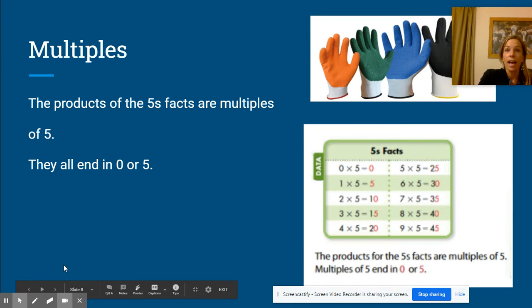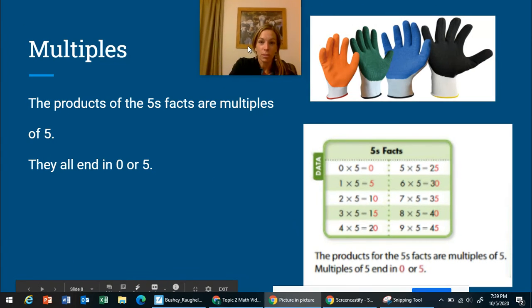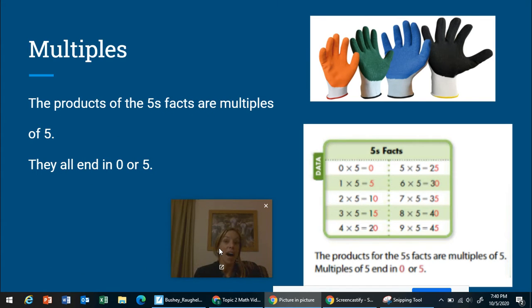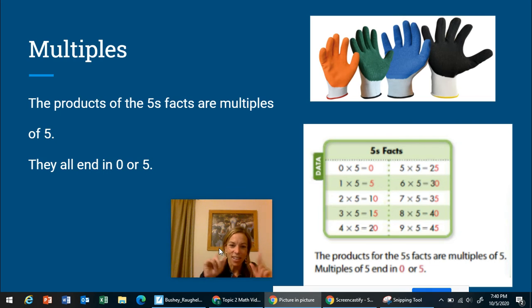Okay, so now that we have really focused on our multiples of 2, we're going to go ahead and focus on our multiples of 5. So let's go ahead and look at all those gloves up in the corner. And I know this picture is very familiar to you because you saw it this week. So the products of the fives facts are multiples of 5. They all end in 0 or 5.